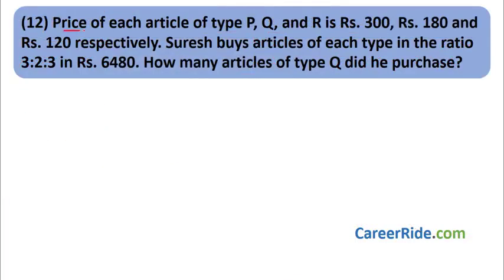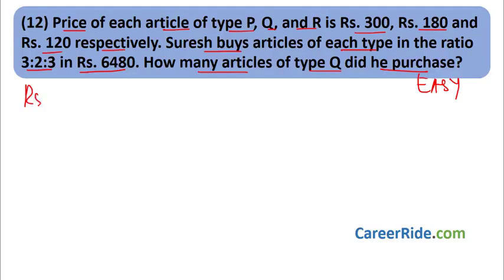Question number 12. The price of each article of type P, Q and R is rupees 300, rupees 180 and rupees 120 respectively. Suresh buys articles of each type in the ratio 3:2:3 in rupees 6480. How many articles of type Q did he purchase? Again, an extremely easy sum. Let us understand what they are saying.